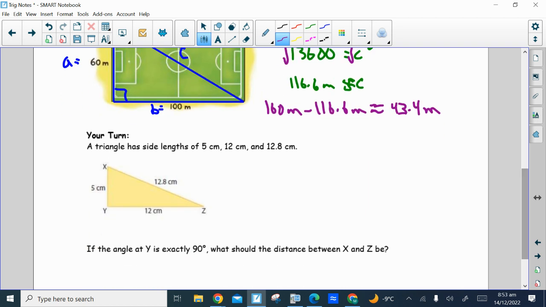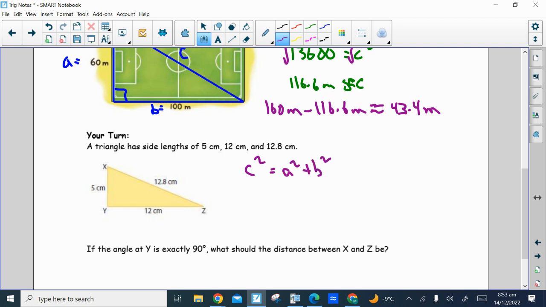So this next one says, if a triangle has those side lengths, and if the angle at y is exactly 90 degrees, what should the distance between x and z be? So basically we're going to see if this actually is a right triangle. If you go 5 squared plus 12 squared, what should the hypotenuse be? So we're going to check to see what c squared should be, and then we'll find out what c should be.